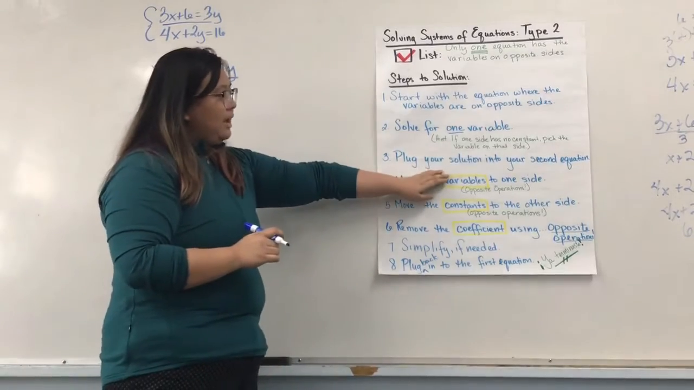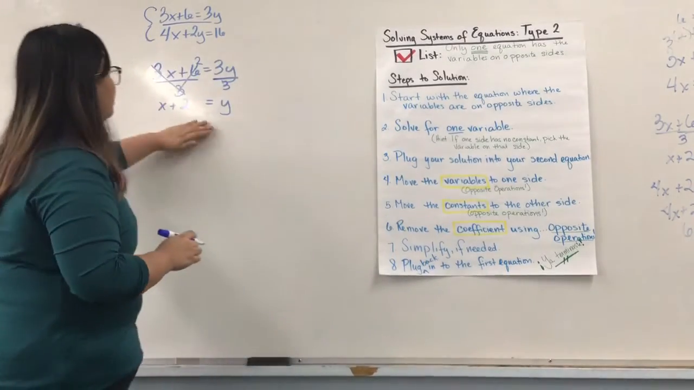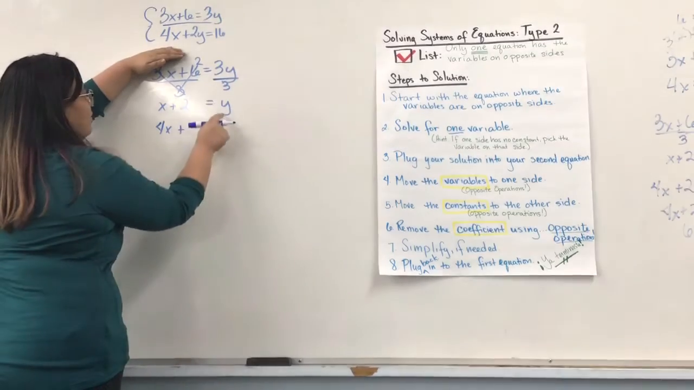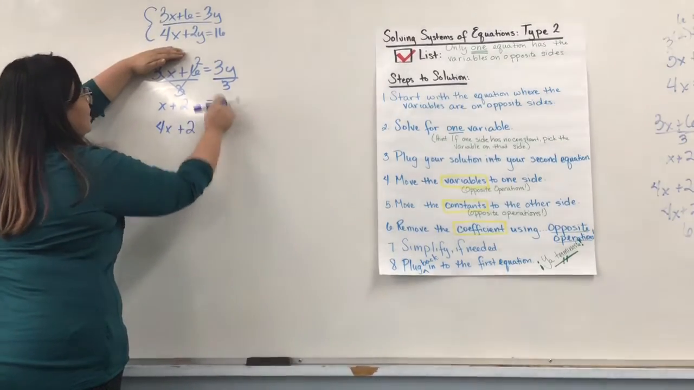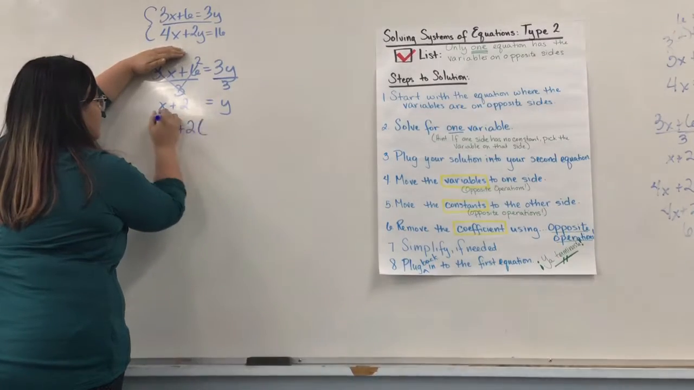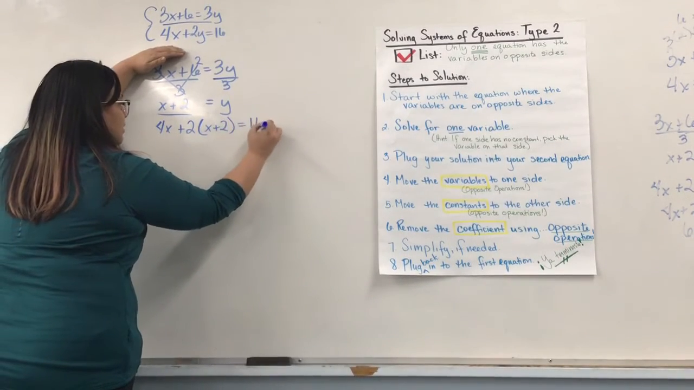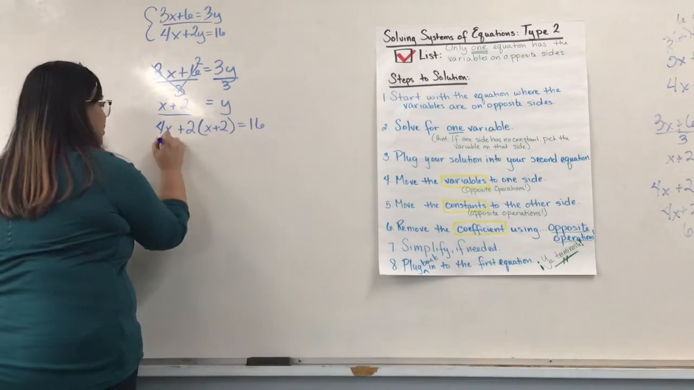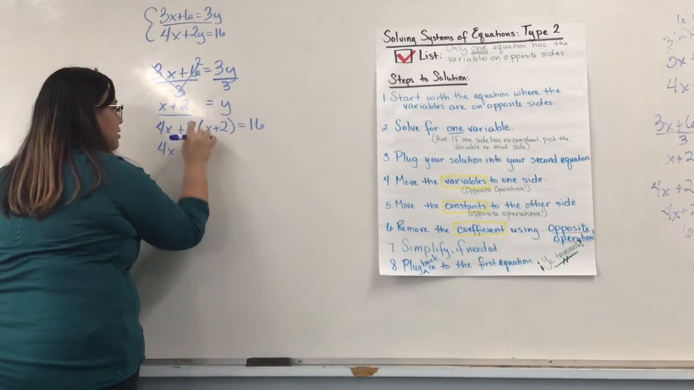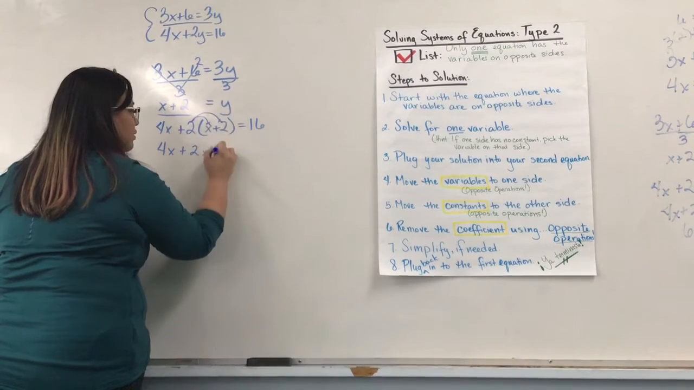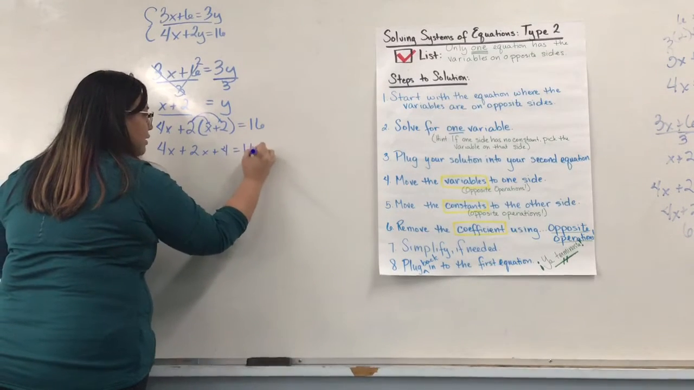Next, I want to plug in my solution into my second equation. So if my second equation is right up here, 4x plus 2, and instead of y, I'm going to go ahead and plug this section in here, x plus 2 equals 16. I'm going to go ahead and distribute. So my new equation looks like this. 2 times x, 2 times 2 equals 16.